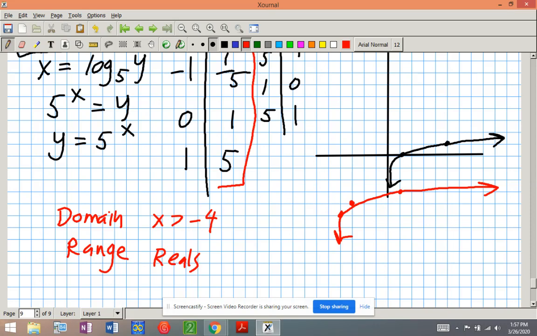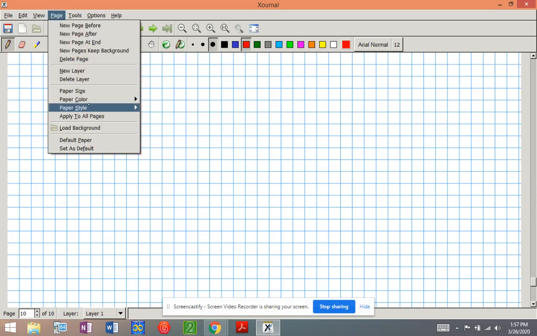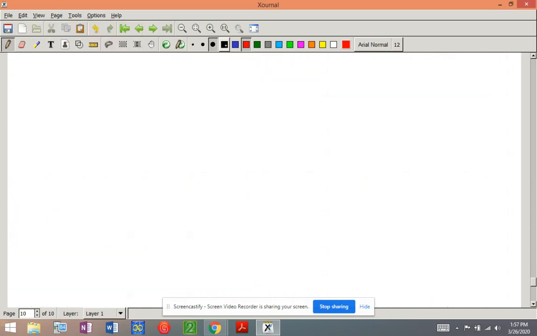Okay, we got one more, and that's number 10 today. This is just simply to find the inverse, and we've already done that in the previous problem. So number 10, they're giving us y equals log base 3 of x minus 5. Notice the x minus 5 is not in parentheses. That's important.